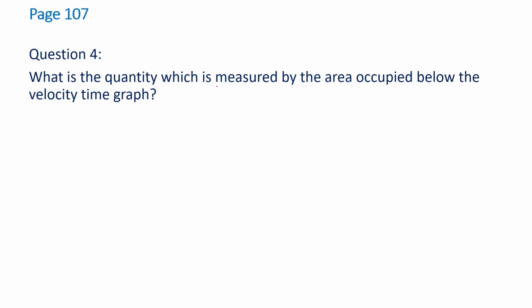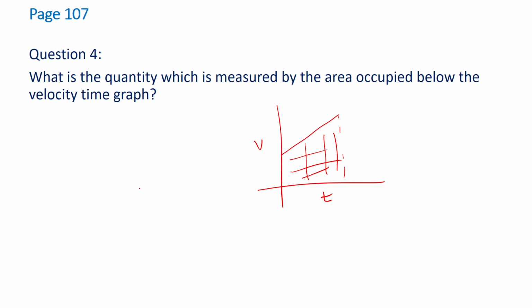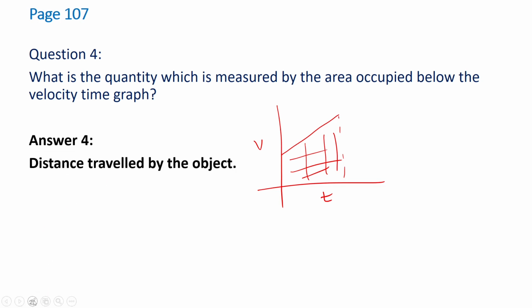Next, what is the quantity which is measured by the area occupied below the velocity time graph? Here we have the velocity versus time graph, and the area under the graph gives us the distance traveled by the object.